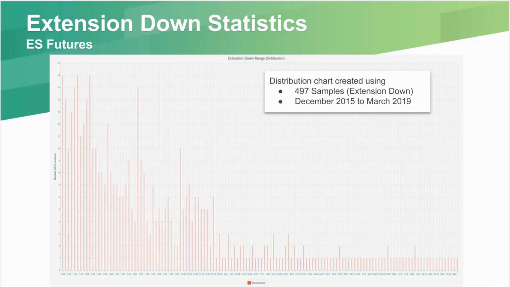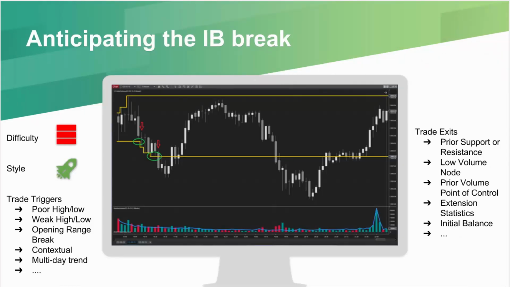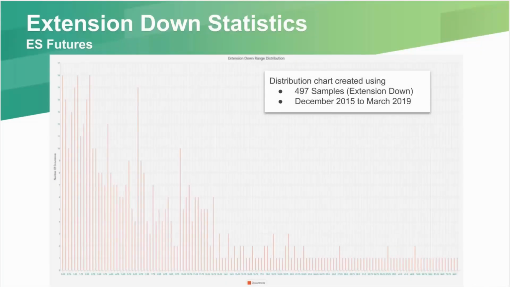Now what is an extension down? Very simple. If we look back at the prior slide, if you would calculate the extension down for this entire day, that would be this low until this initial balance low. So that's your extension range. So what does this chart actually show you?